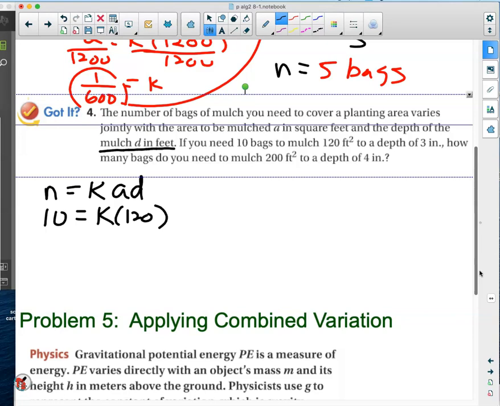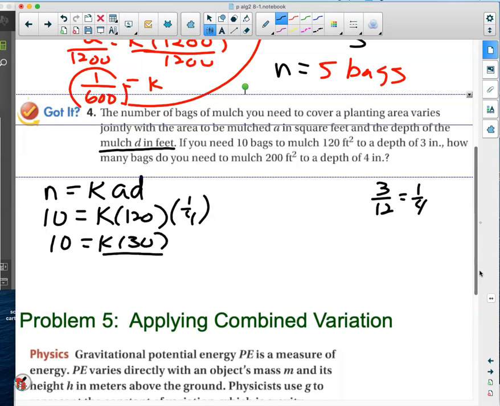They said, this is too easy for you. We're going to put something in that you have to watch out for. D has to be in feet. 3 inches is not feet. It's 1/4 of a foot. So we have to put a 1/4 here. They were hoping we'd miss that. We didn't. So 1/4 of 120, that would be 120 divided by 4. What's that? 30.